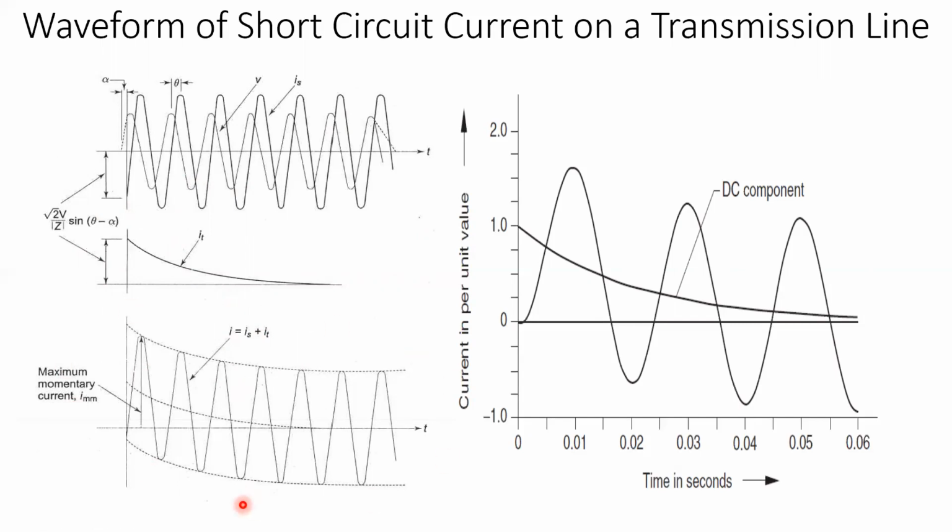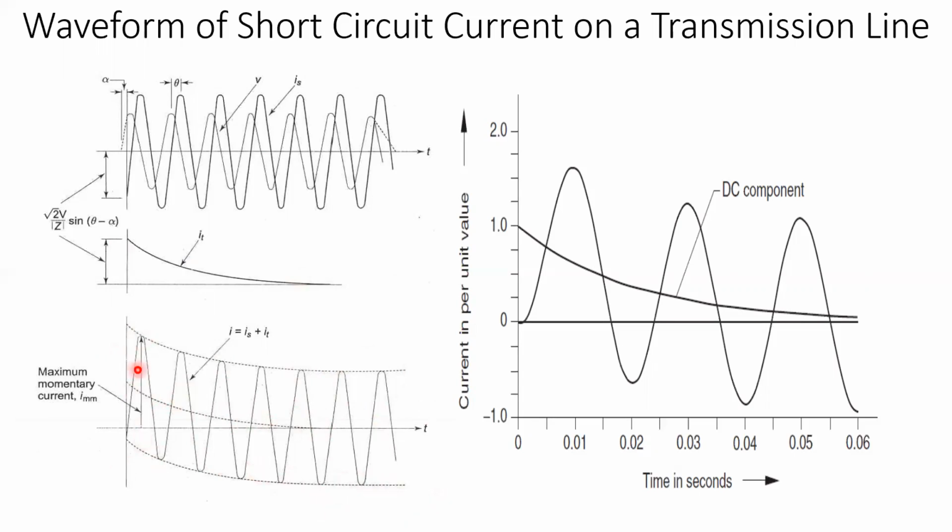This is the transient component, the DC component, and this is the symmetrical component. So starting from the subtransient component, crossing the transient part, we go up to the steady state value. So you can see that once we have reached the steady state value, the DC offset current has died down and only the symmetrical steady state current is there. So this part can be called the steady state current.